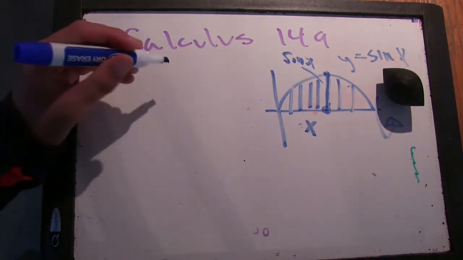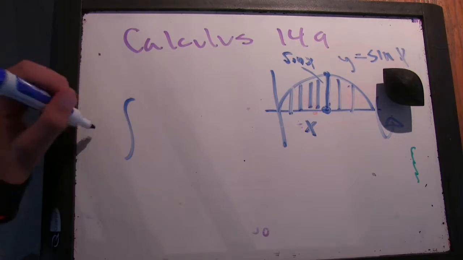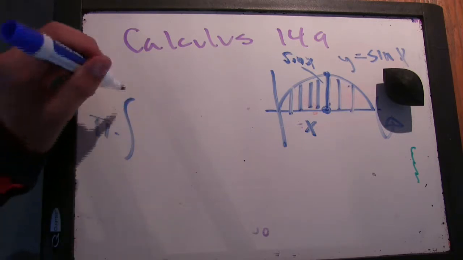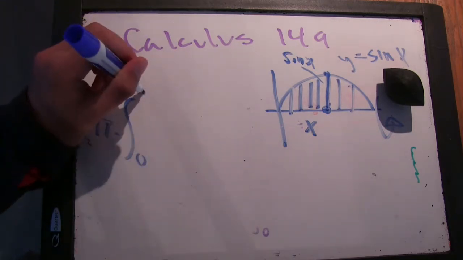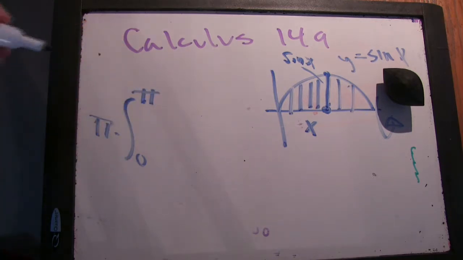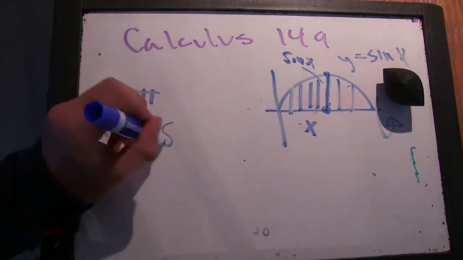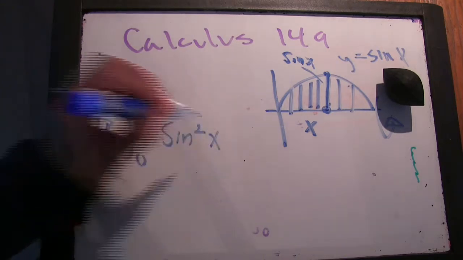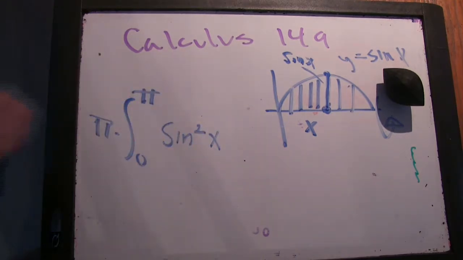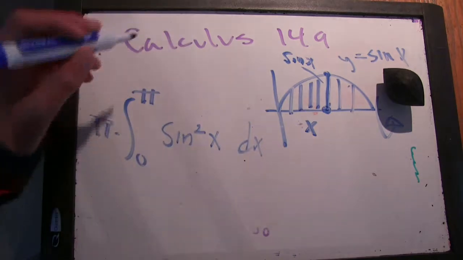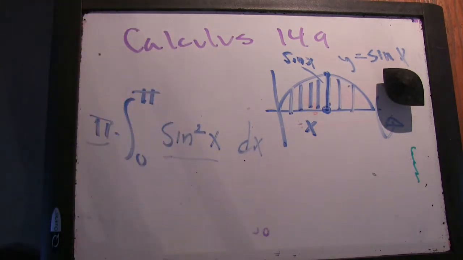So the area is pi times the integral, we can keep the pi on the outside, from 0 to pi in this case, of sine squared x dx, because it's pi times the radius squared. That's very good. And this is actually not a trivial trig integral. Do you remember what you do on sine squared?